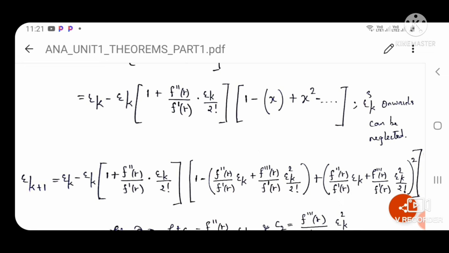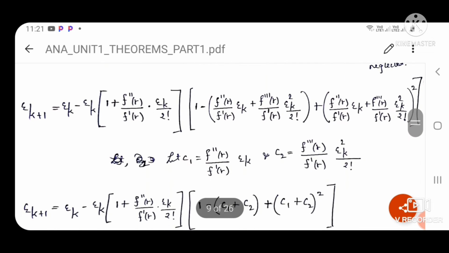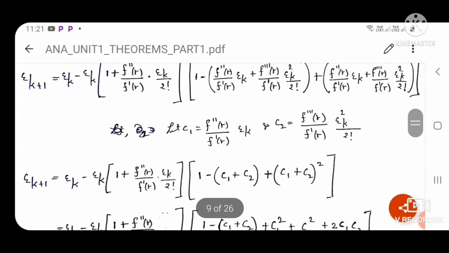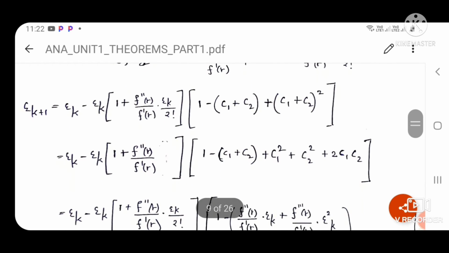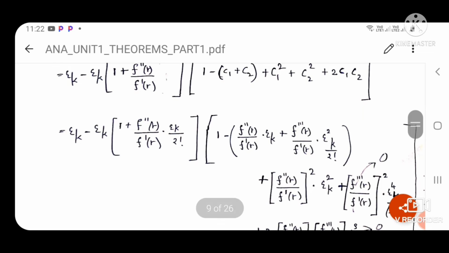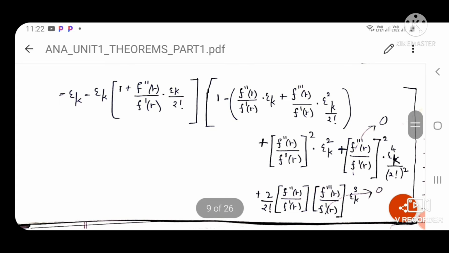So where the x is, it's a general term, and where the x square is, it's that term, the whole square. Now let C1 be as what I've mentioned, and let C2 be as what I mentioned. That is going to give you this particular term which I have kept here. Just further simplify it. By further simplifying it, you're going to get this step. Now you know the value of C1 and C2 is what I've mentioned about. So this is the value of what I've put here. And can you see epsilon k cube? I've mentioned that it becomes 0 because it's a negligible thing.